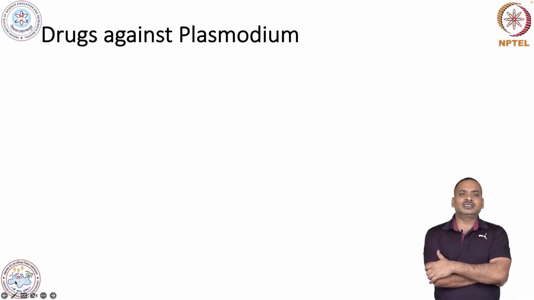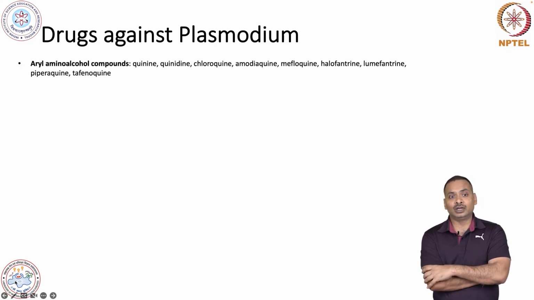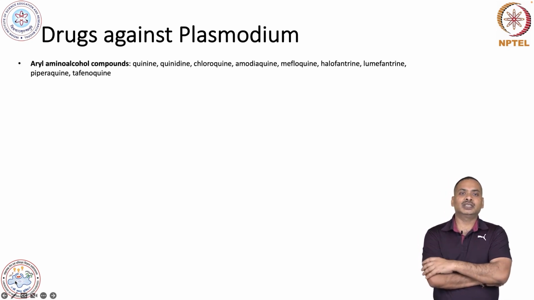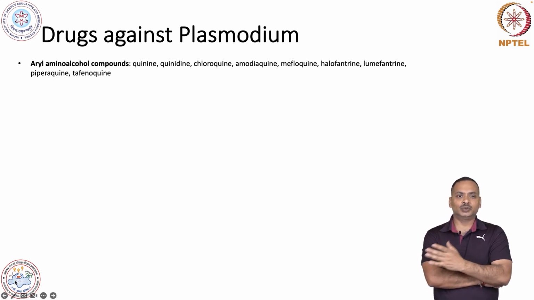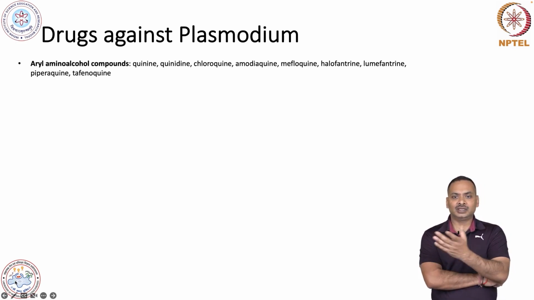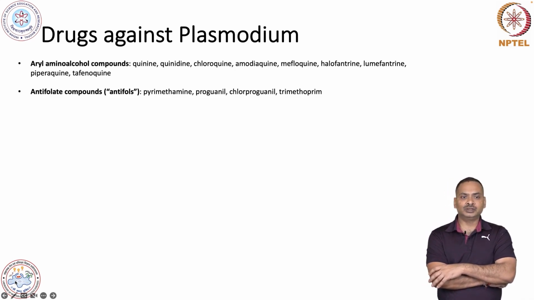So, there are drugs against plasmodium like the aryl amino alcohol compounds, which are basically quinine. There are various forms of quinine. Here you can see quinine, chloroquine, and there are several other molecules. Antifolate compounds, antifols, are also used in treatment of plasmodium.